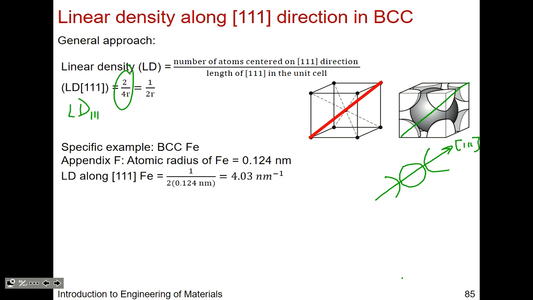Which means it looks like there are 2 atoms. It looks like there's an equivalent of 2 atoms along this direction. So that's how we get the number 2. And the length is 1r, 2r, and another r for 4r. So the number of equivalent atoms in this direction within the unit cell is 2, and it's along 4r, or 4 atomic radii.